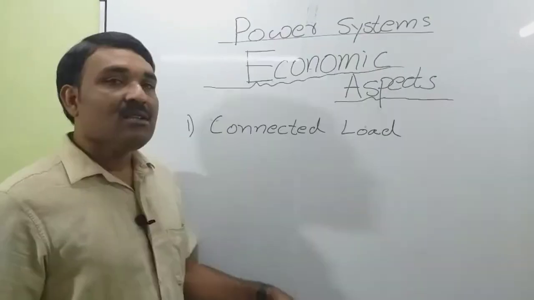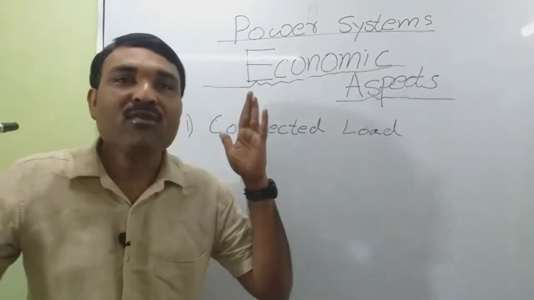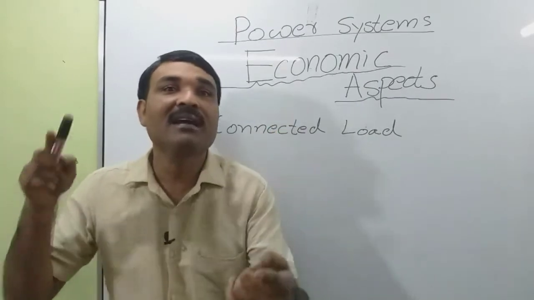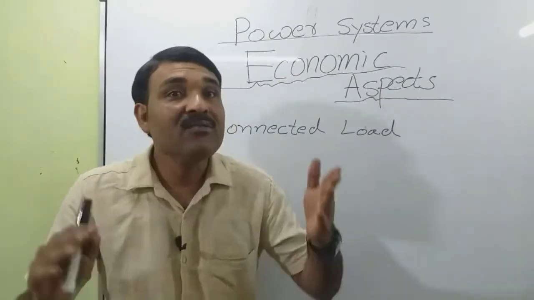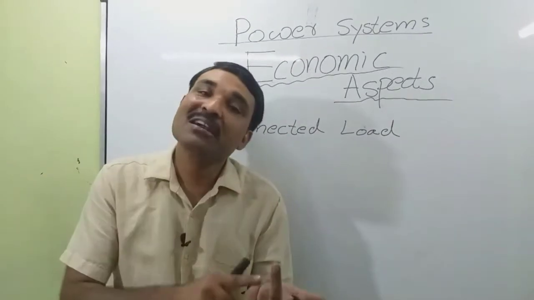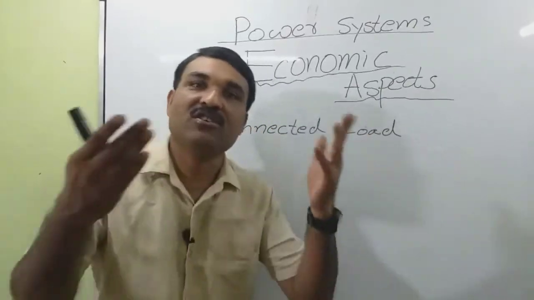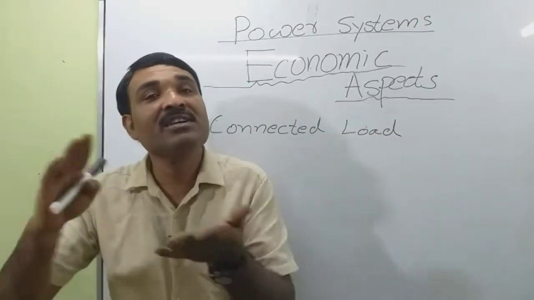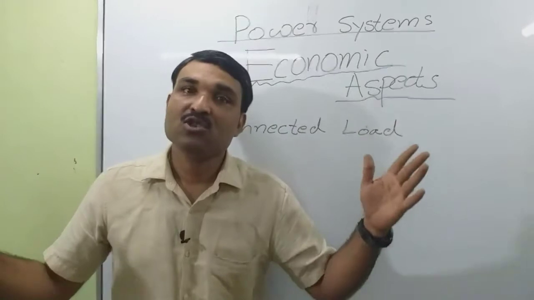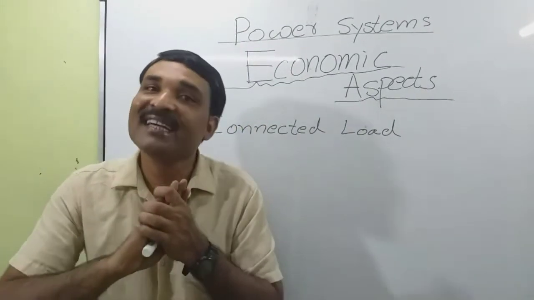Okay, let us start. The first important term is connected load. Connected load is the sum of ratings of all loads connected to the power system. That will include consumer apparatus such as fridges, washing machines, motors, lights, laptops, mobiles, etc. and also large rating equipments in factories. So the sum of all ratings of these equipments is called connected load.